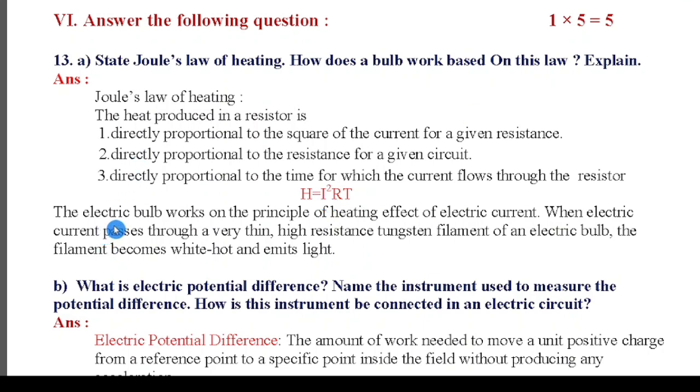Next, the electric bulb works on the principle of the heating effect of the electric current. When the electric current passes through the very thin and high resistance tungsten filament of an electric bulb, the filament becomes white hot and emits light.